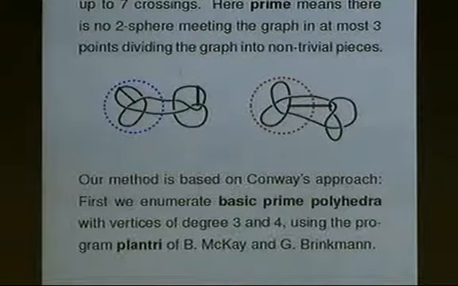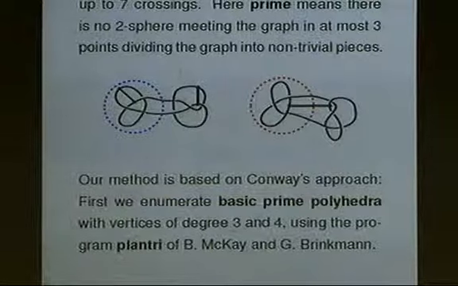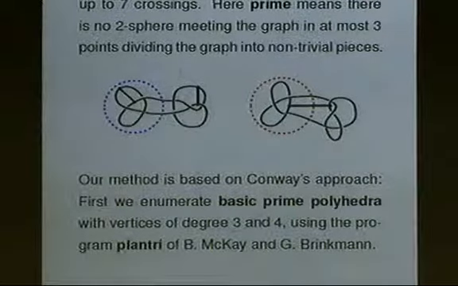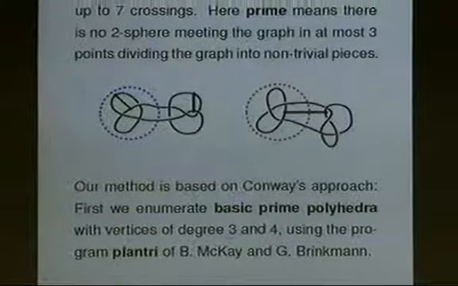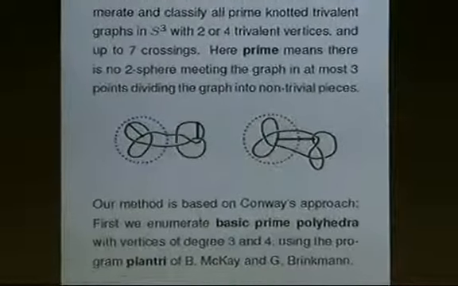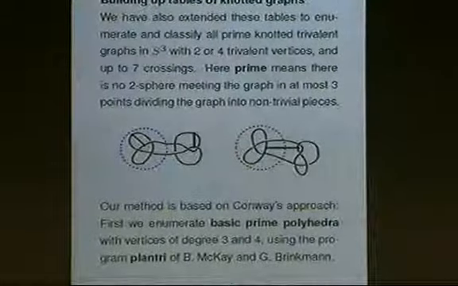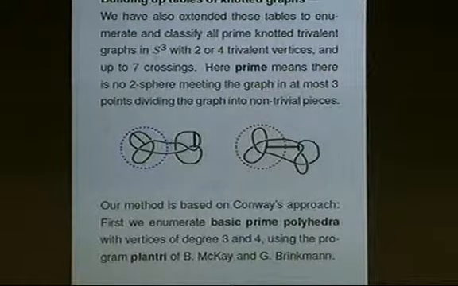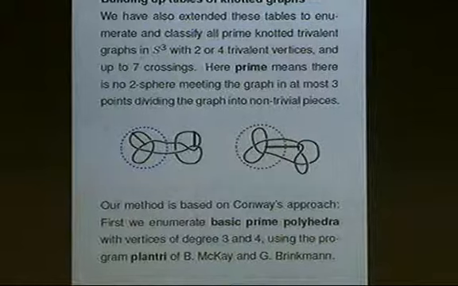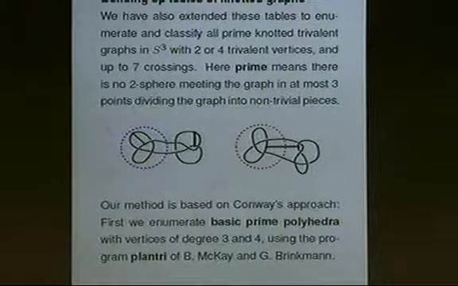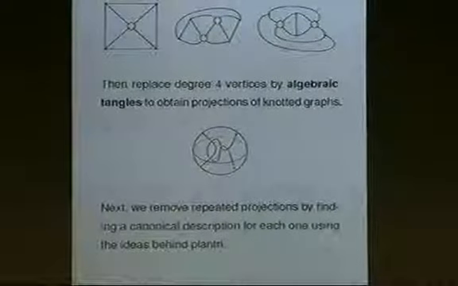So what we did here is based on Conway's approach to tabulating knots. The first step is to tabulate some polyhedra with vertices of degree 3 and 4. I'll show you a picture of that in a second. This is basically a problem in enumerating planar graphs. In fact, there's a very nice program called Plantri, written by McKay and Brinkmann, which is very good at this kind of thing. So we made use of this.